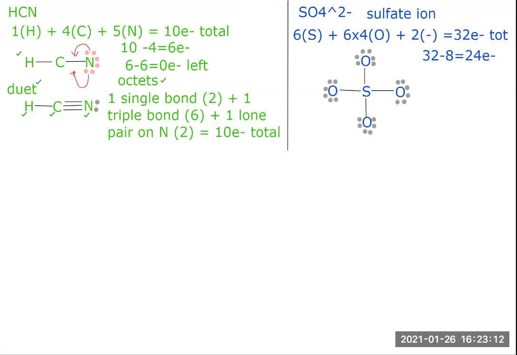So this way we have used all our electrons. We can count that 24 minus 6 times 4 oxygen, 6 electrons per oxygen, that's 24. So that's 0 electrons left at that point.